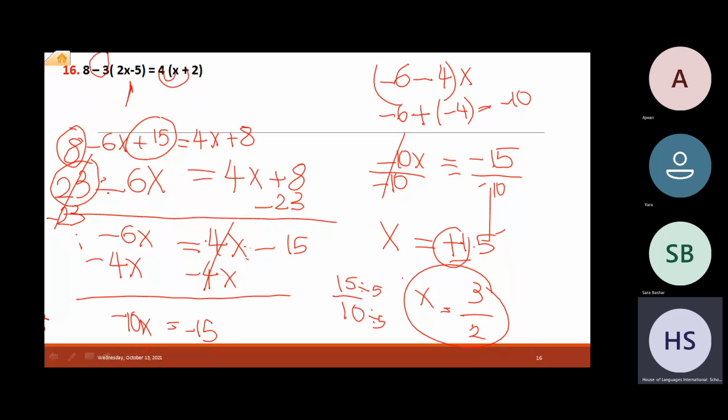Positive 1.5. Why did you make it a fraction? There's no division, there's addition. So that's the value of x. Yes, that's the value of x. Why don't we simplify 15 over 10?